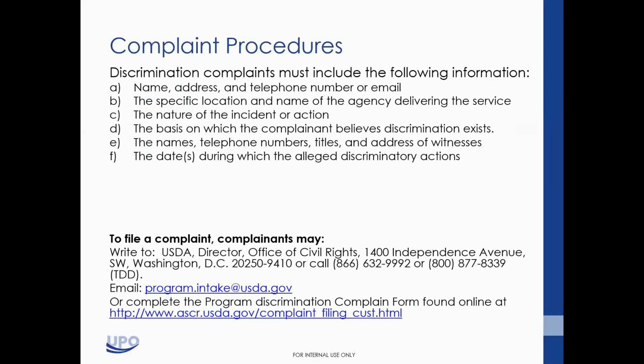The complaint procedures are listed on the enrollment form. A complaint has to have the name, address, and telephone number or email of the person making the complaint, the specific location, name of the agency, and the nature of the incident, the basis on which the complaint of discrimination exists, the names, telephone numbers, titles, and addresses of witnesses, and the dates during which the alleged discriminatory actions took place. These need to be either mailed, emailed, or filed online on the website.